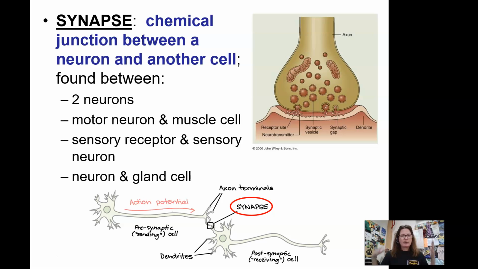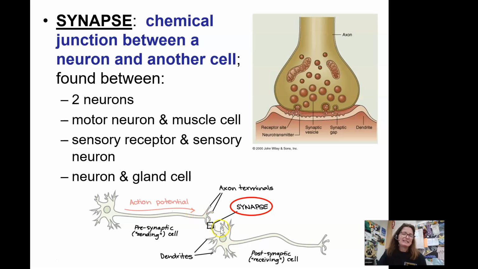So at the end of the cell, we've passed it. We get the message all the way to the end. We know we're sending this chemical message across. Whenever you have that junction between one cell and a second cell, that's called a synapse. So in this case, we're going to be talking about chemical junctions, where we're going to have an electrical message become a chemical message, that neurotransmitter, and then it's going to start a new electrical message in our next cell.